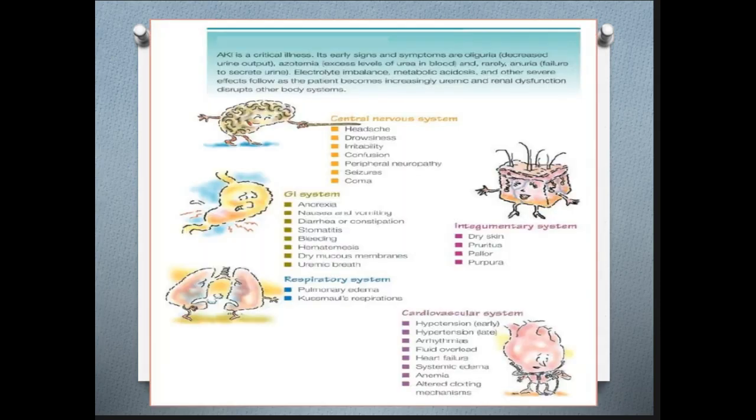Slide 9 goes over all the different areas that are affected by electrolyte imbalance and the acidosis that can occur. The central nervous system, from mild to severe, the GI system from mild to severe, as well as the other systems listed.